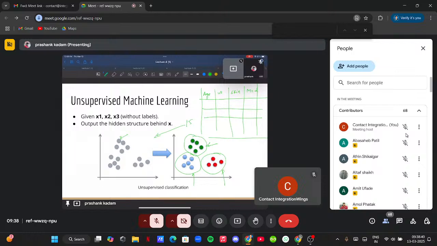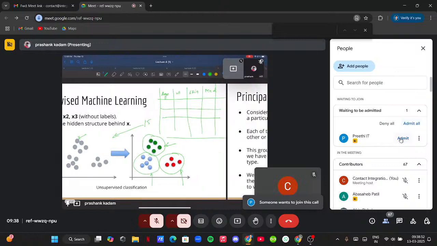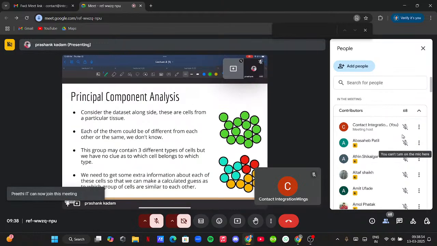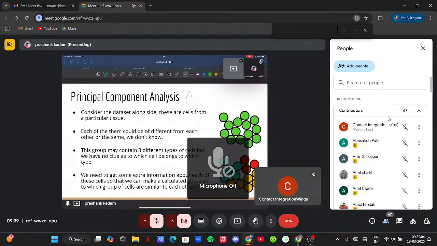So this is a classic example of how you could use unsupervised machine learning, where you don't really know what labels are there, and you are just trying to make sense of the data, right? So the first algorithm that we'll try to explore in unsupervised machine learning is called principal component analysis, also commonly called PCA.